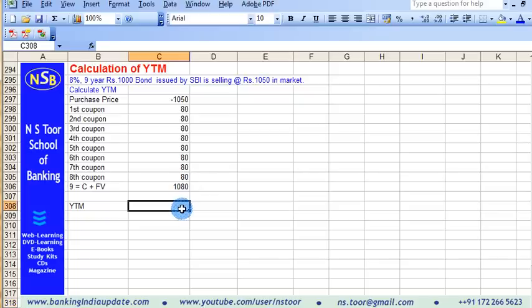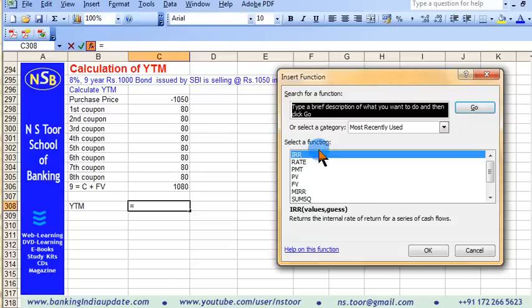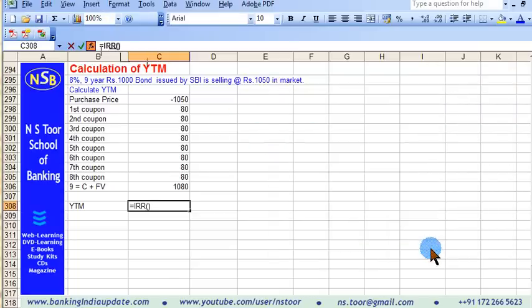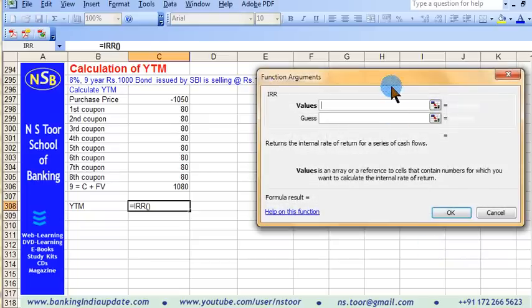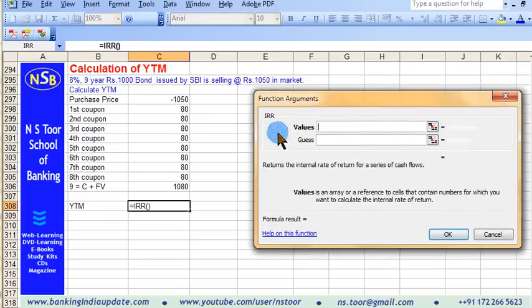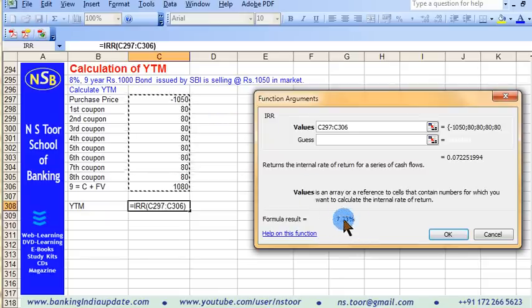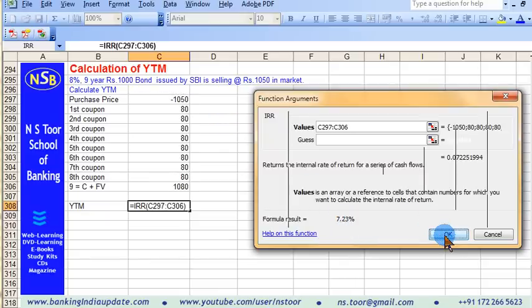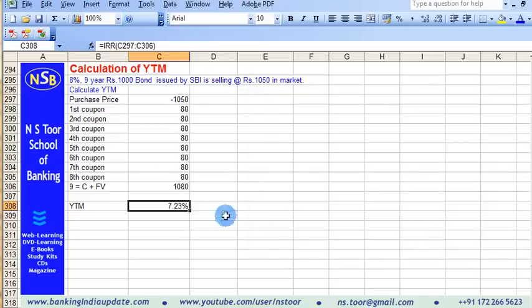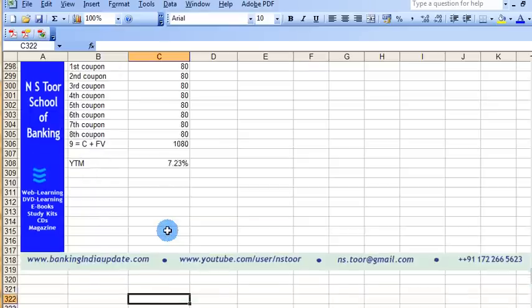Now, let us calculate the YTM. Again, we go to insert function. Here, we click IRR. We open the dialog box. We place the values and here it is calculated: 7.23%. So that is the calculation. 7.23%, it has been calculated. Let us cover one more exercise.